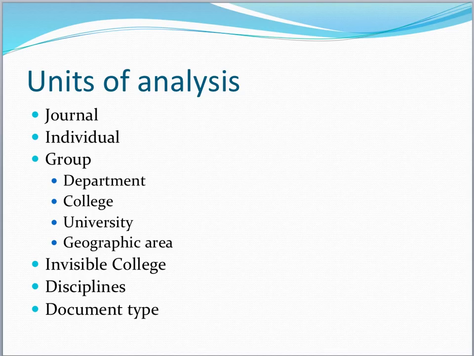And what are some of the units of analysis that we're going to use when we apply numbers and statistics? Well, and I think I've mentioned in the prior lecture, we do that with journals or sources. We do it with individual scientists or academics, with groups such as department, college, university. Even geographic areas are important for bibliometric and citation analysis research.